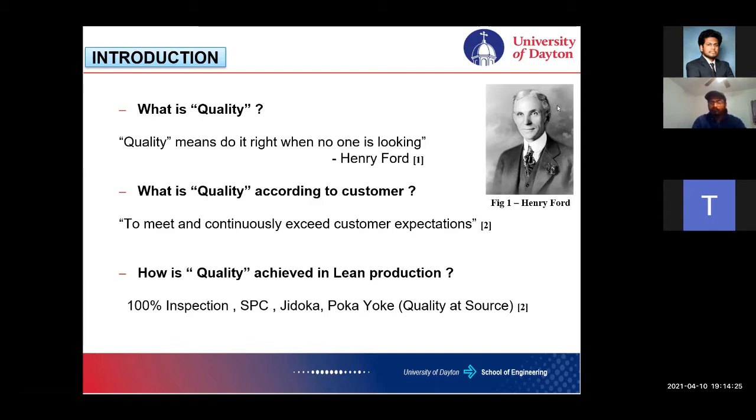In lean production, it is important to try to achieve quality. This is done through 100% inspection, SBC, Jidoka, Poka-yoke.